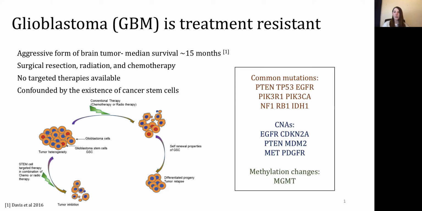Glioblastoma is a highly fatal form of brain cancer. While there are treatments available, there are no targeted therapies, even though there has been substantial work on classifying these tumors into clinical subtypes. Any attempt at developing a targeted therapy is confounded by the existence of cancer stem cells. These cancer stem cells are able to evade conventional treatment and lead to tumor relapse.